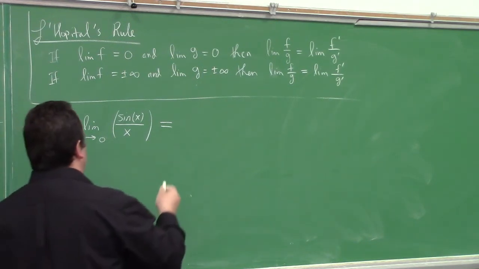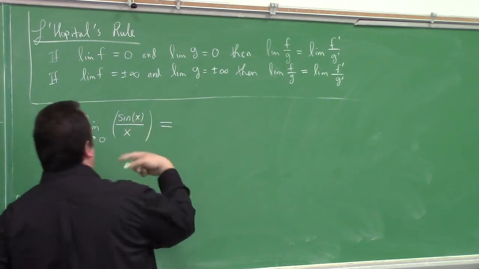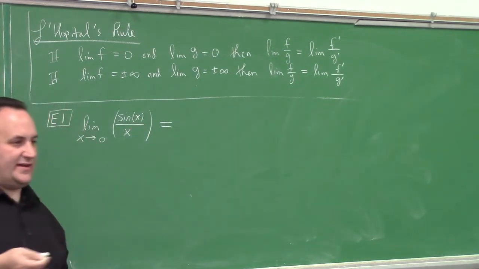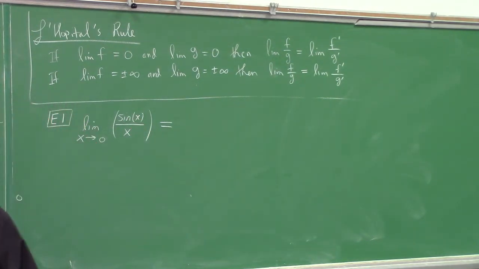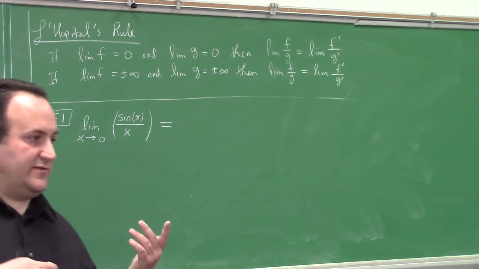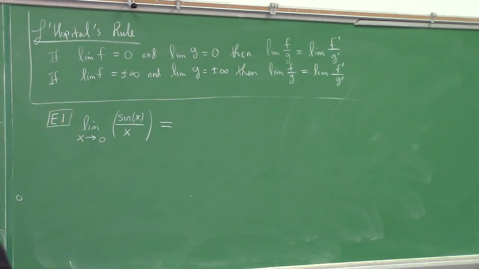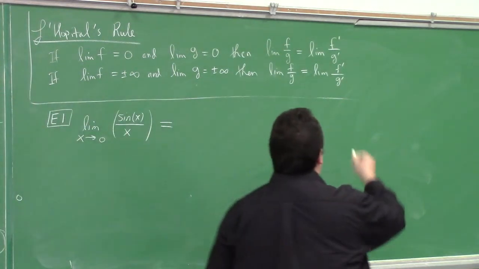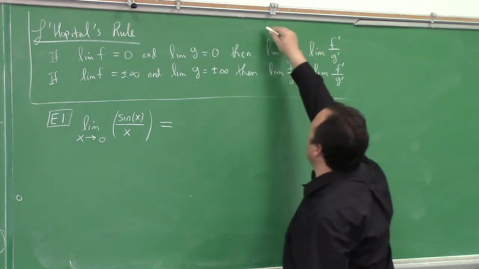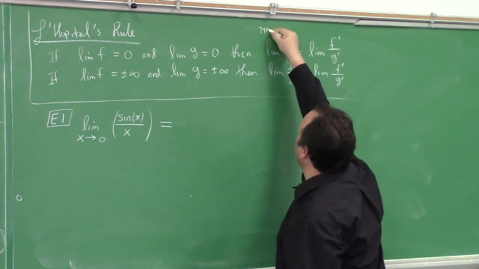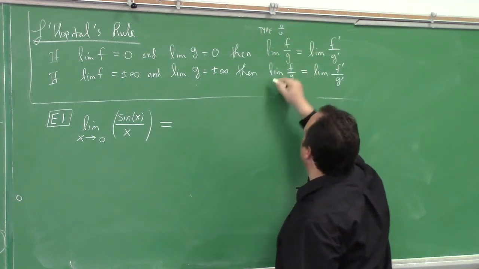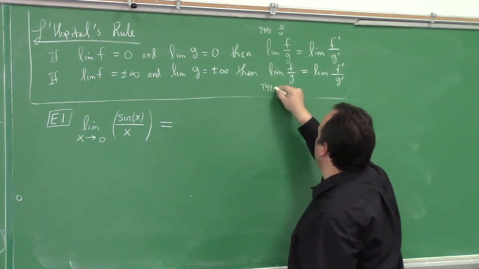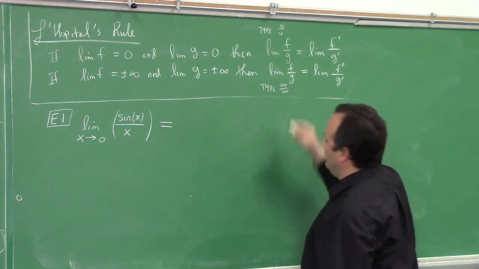So what happens to the limit of sine as x goes to 0? The limit of sine as x goes to 0 is 0. Sine of 0 is 0. What's the limit of x as x goes to 0? 0, right? So this one is type 0 over 0. This one is type infinity over infinity, you know?